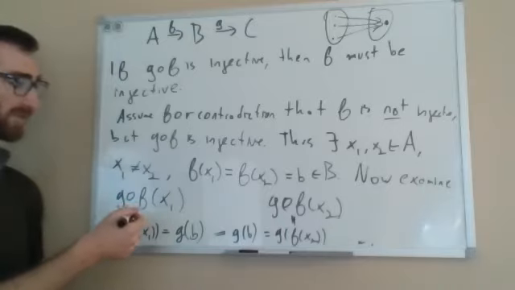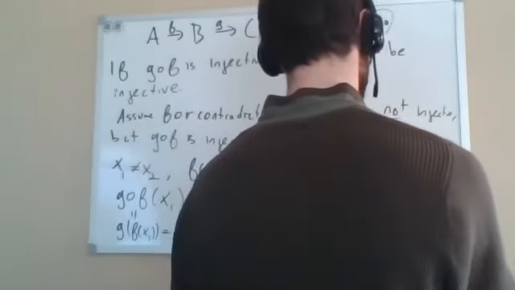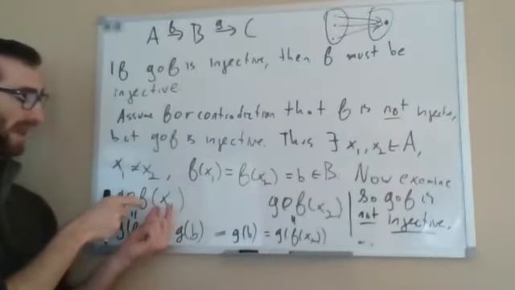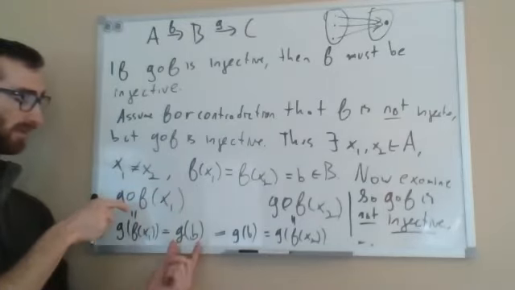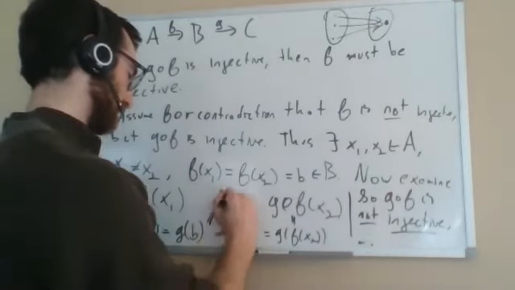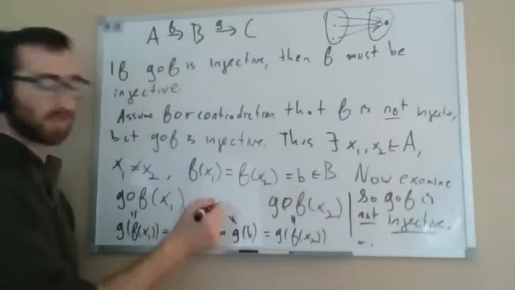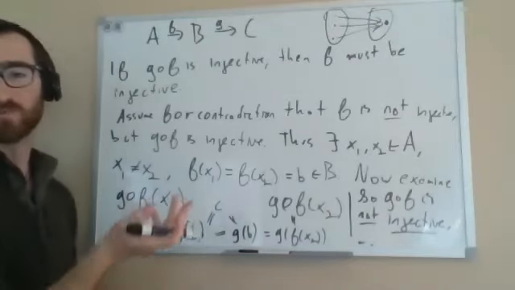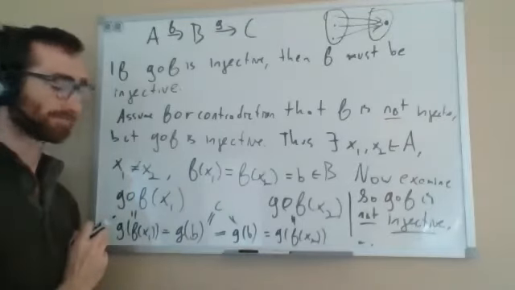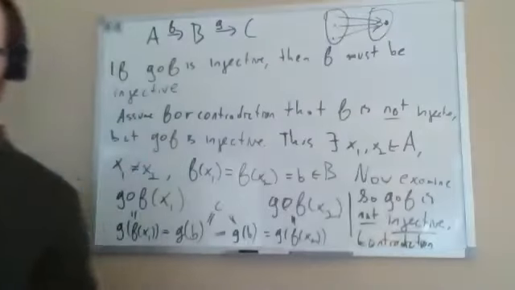But this means that G composed with F is not injective, right? Because I took the input x1 of G composed with F, and it got me whatever this number is. Let's call this equal to some c inside C. And then I took the input x2, and if I plug x2 into the function G composed with F, then it goes to the same place. But x1 and x2 are assumed to be different. So G composed with F is not injective. Contradiction. Okay.